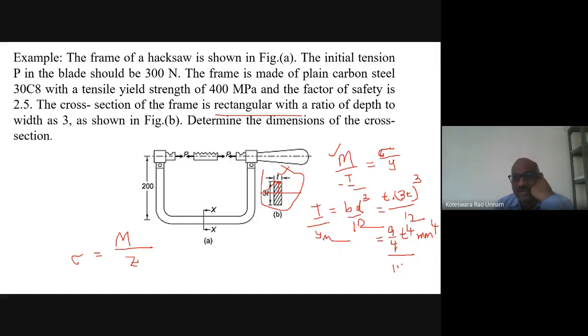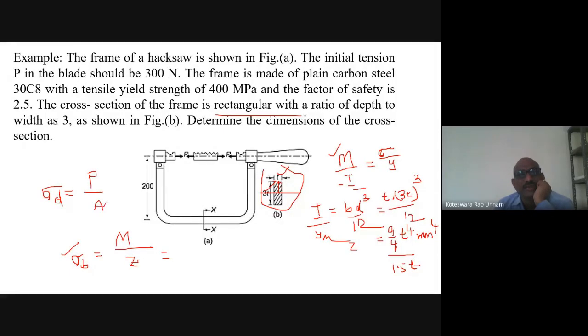So therefore 9 by 4 into t power 4 divided by 1.5 t is nothing but your Z. I know the bending moment, I know the Z value also. So then I can compute the sigma. Of course, we will get the sigma in terms of unknown value t. So we will get that expression. I will take this one as sigma B. Then the direct load gives a direct stress, sigma D, which is nothing but P by A.